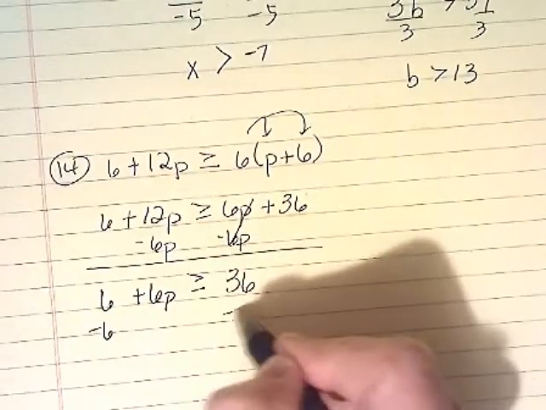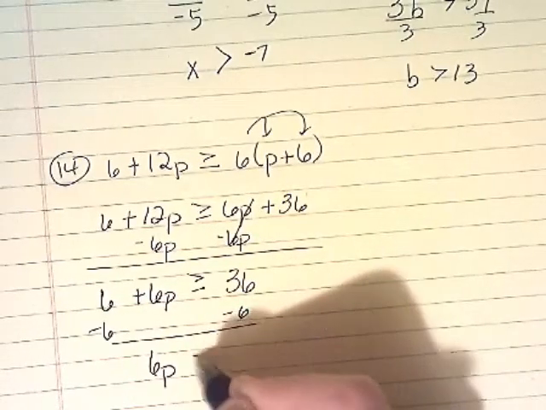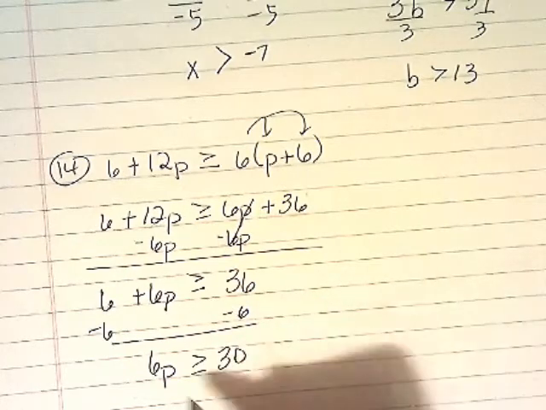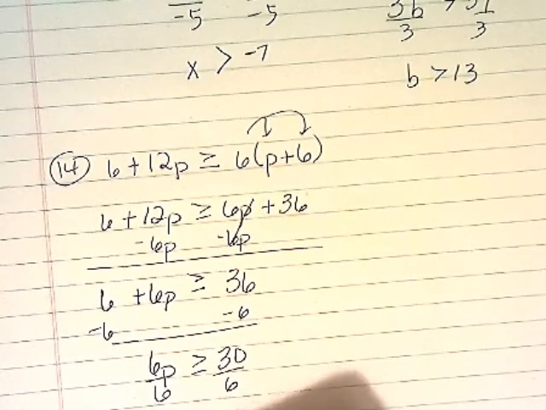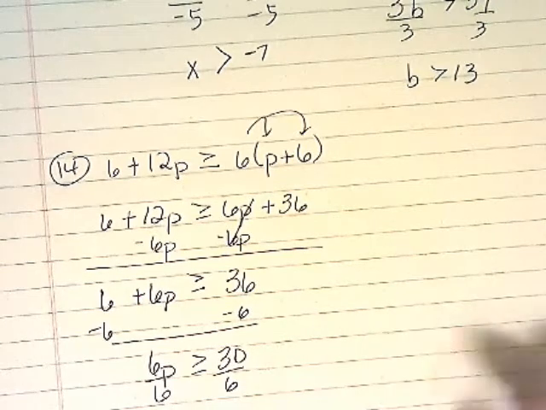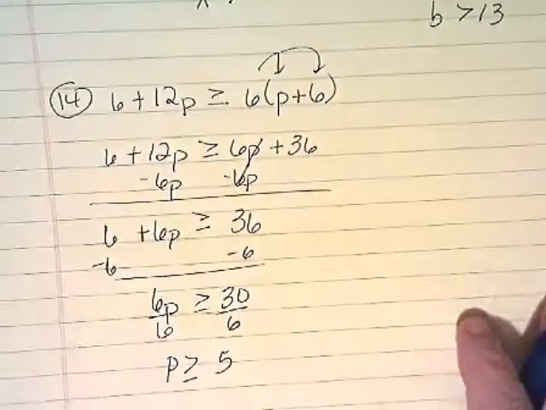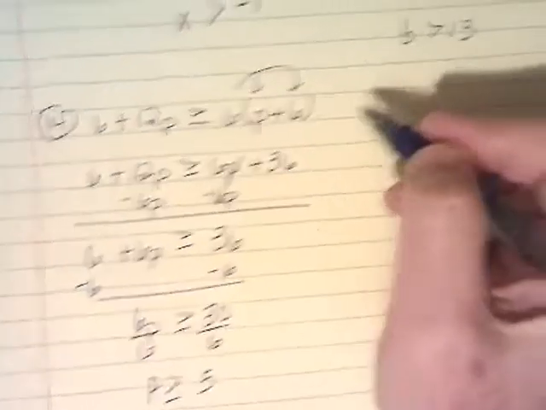Subtract 6, 6p greater than or equal to 30. Divide by 6, p is greater than or equal to 5. And that is question 14's answer.